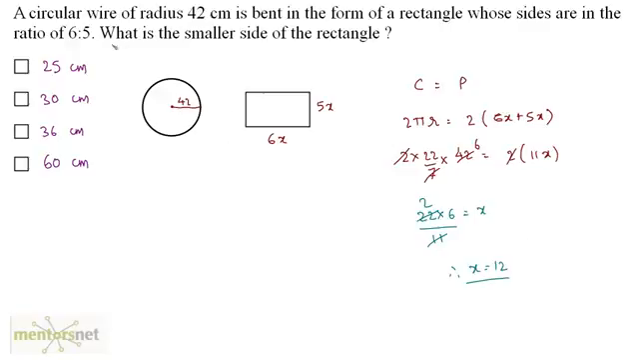What has been asked? What is the smaller side of the rectangle? And that is 5x. So it will be equal to 5 times 12, and that's 60 centimeters. So option D is the correct answer.